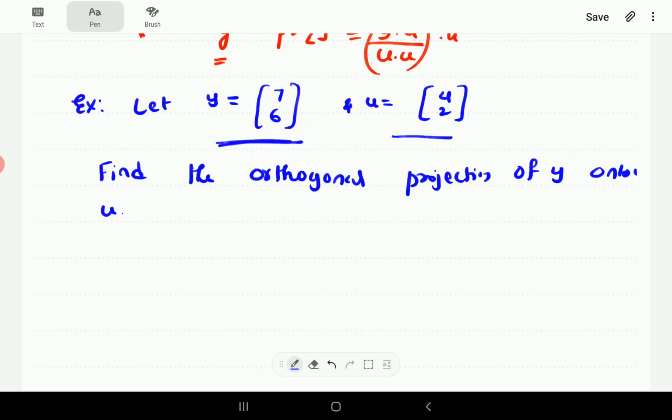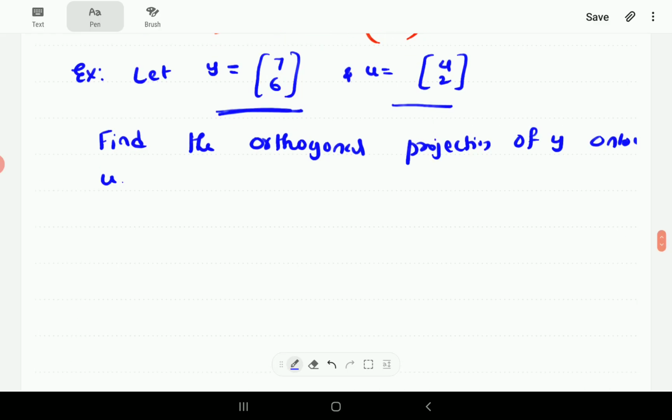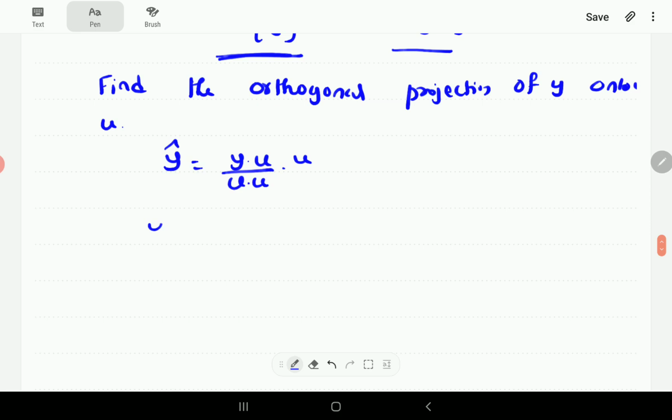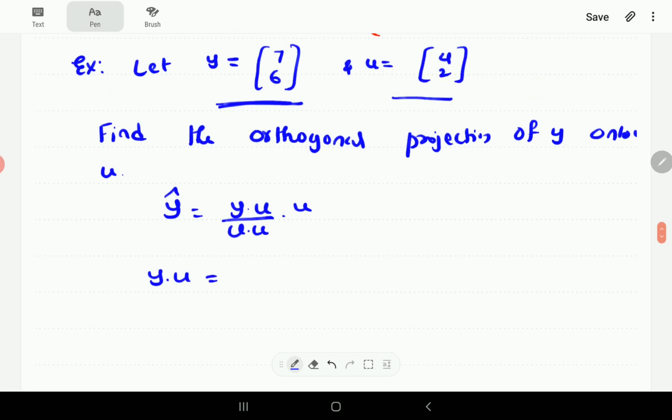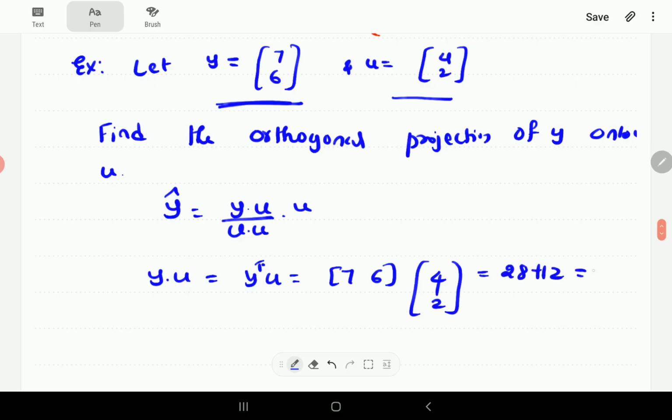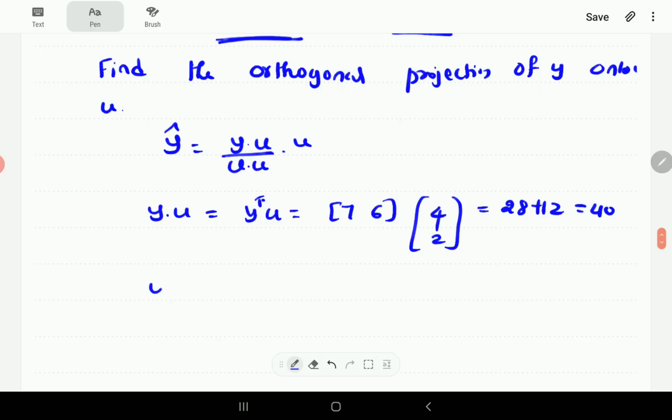Okay, so let us see how we do it. So we know that y cap is y dot u upon u dot u into u. We have to find this orthogonal projection. For this we need y dot u, the inner product of y with u. So that is y transpose into u, which is equal to 7 6 into 4 2, which is equal to 28 plus 12, which is equal to 40. Similarly I want u dot u. So u dot u is 4 2 with 4 2, which is equal to 16 plus 4, that is 20.